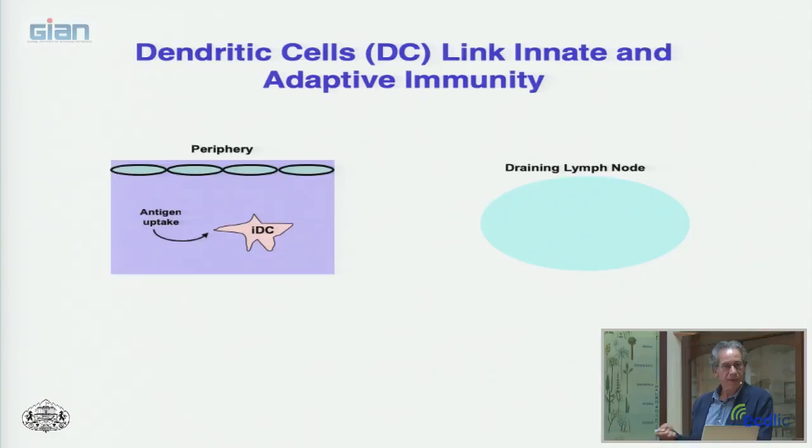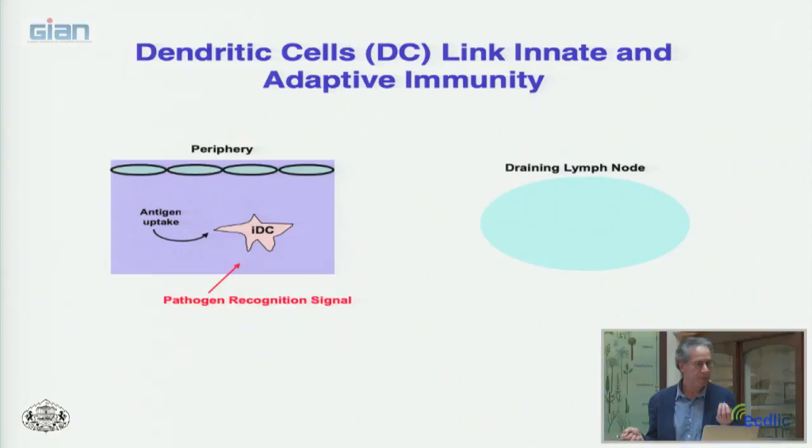So in the periphery, let's say the skin, we have these immature dendritic cells sitting in the skin. And now we get exposure to an antigen. So say a sandfly introduces leishmania parasites into the skin. One of the early cells that will sense and perhaps take up these parasites are these immature dendritic cells in the skin. And so they have certain kinds of receptors for these pathogens, and there's a signaling response as a result of this pathogen recognition.